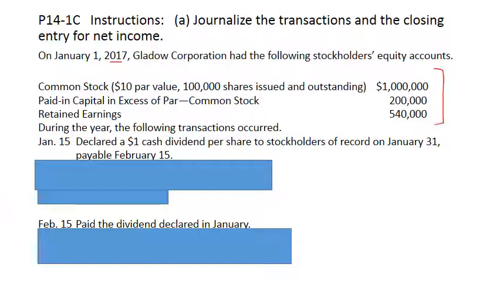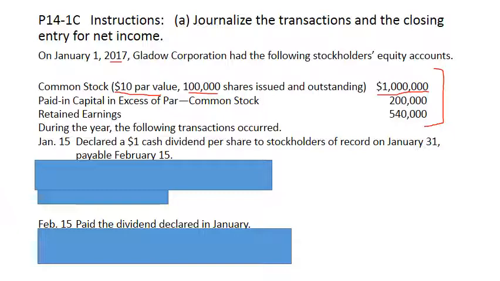This is the stockholders equity section. So we have common stock. There's 100,000 shares that are issued and outstanding. We can get the number of shares by taking the dollar value of the common stock, dividing it by the par value. So $1 million divided by $10 gives us 100,000 shares.